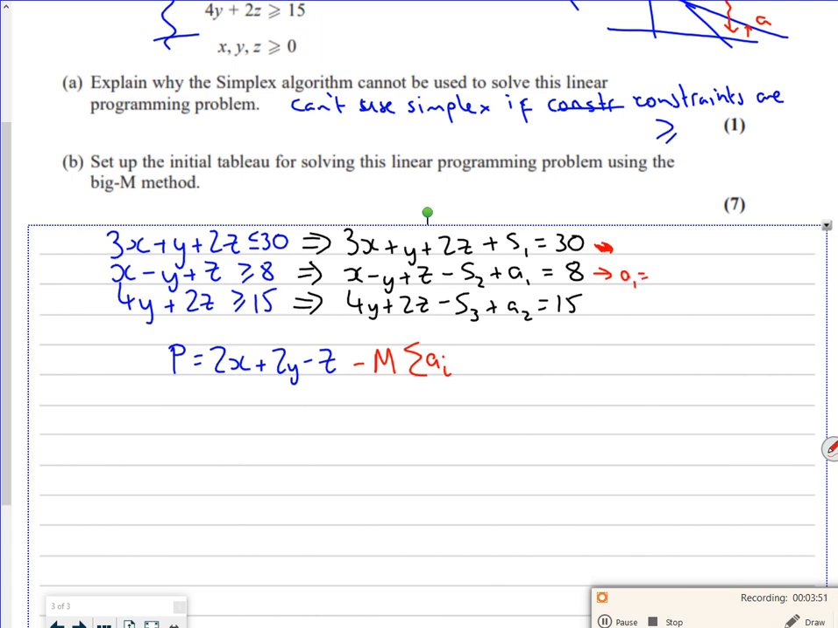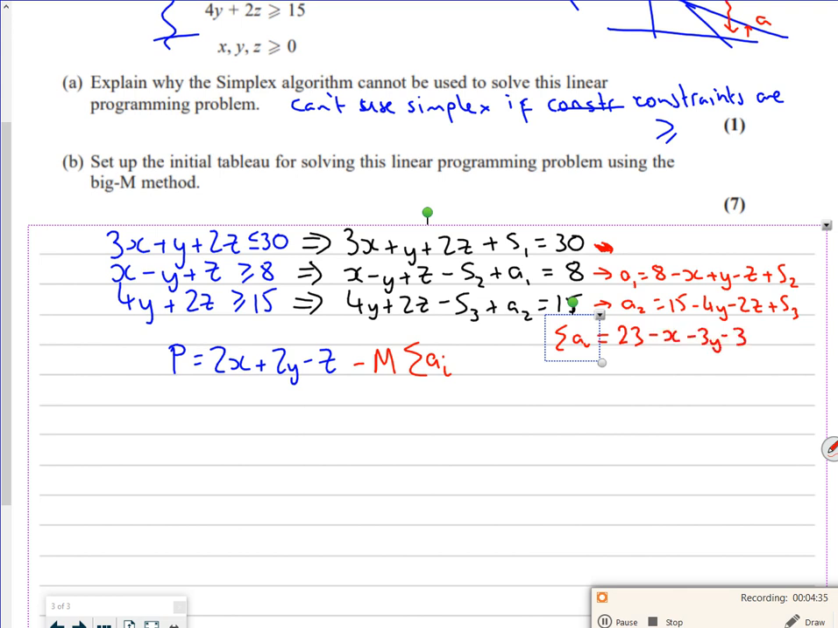Do a slight rearrange of this one. So a1 is 8 minus x plus y minus z plus s2 there. And then a2 is 15 minus 4y minus 2z plus s3 there. Then if I add them together for the sum of ai, probably need more room actually, let me move that over a little bit. So I've got the 8 plus the 15 is 23. I've got minus x, minus 3y, minus 3z, plus s2, plus s3, sneaking on the end there. Right, so that's right, isn't it? So 23 minus x, minus 3y, minus 3z, that's exactly right.